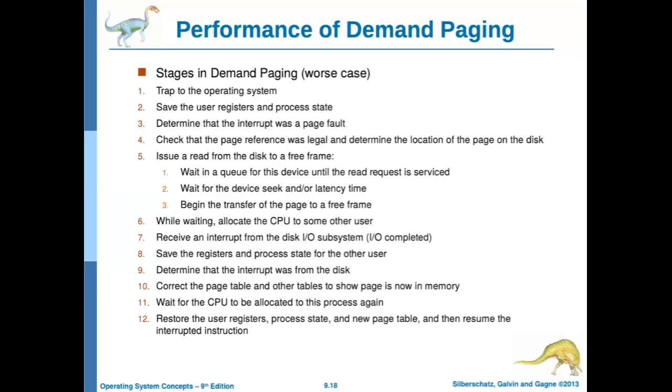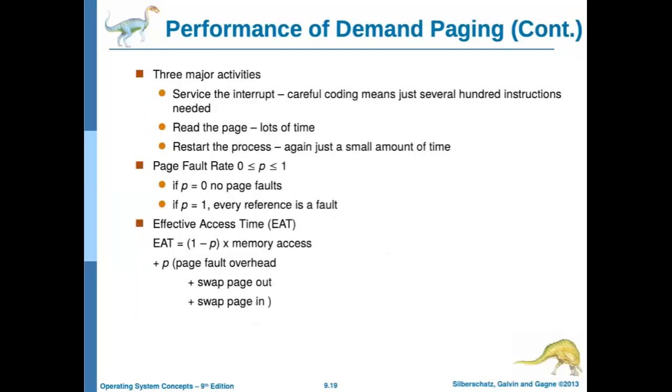So that talks about the performance of demand paging. Three major activities are there: providing service to the interrupt; reading the page, for which lots of time is required because disk IO is involved; and restarting the process. Even though only a small amount of time is required for that, definitely some context switching time is involved.